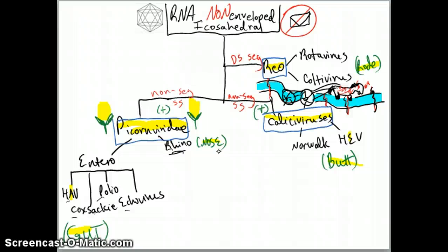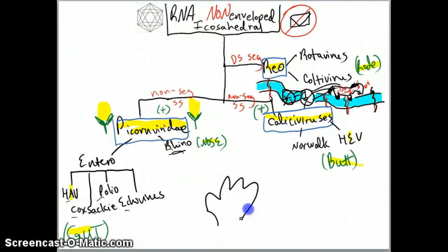You're going to have high incidences of that in the summer and in the fall. It's fecal oral route transmission. You have Coxsackie A and Coxsackie B. Coxsackie A is going to cause the herpangina, which is the mouth sores, and hand, foot, and mouth disease.